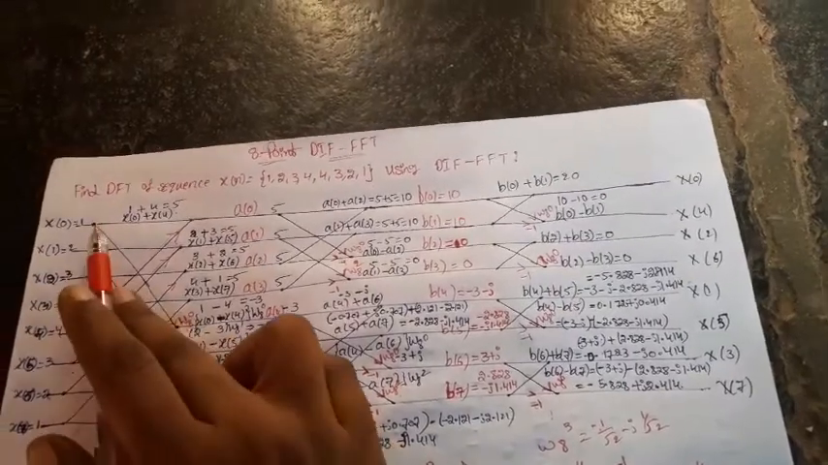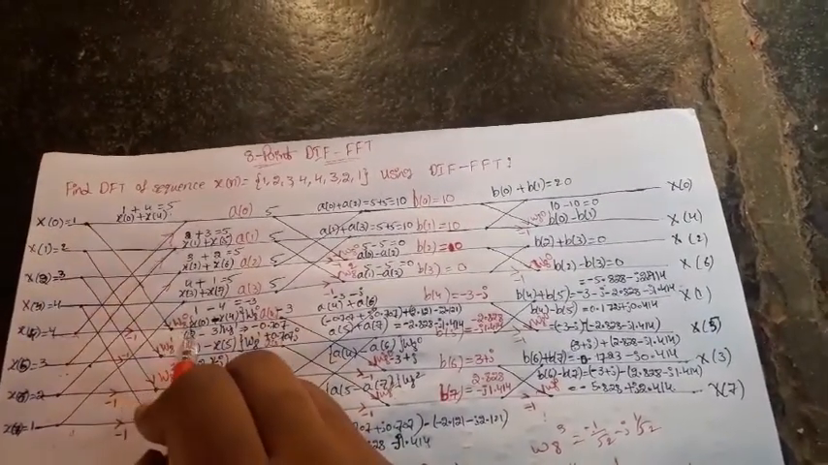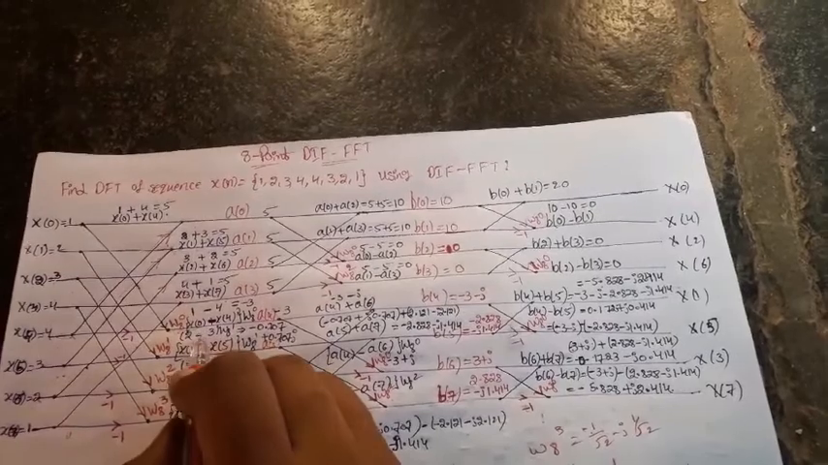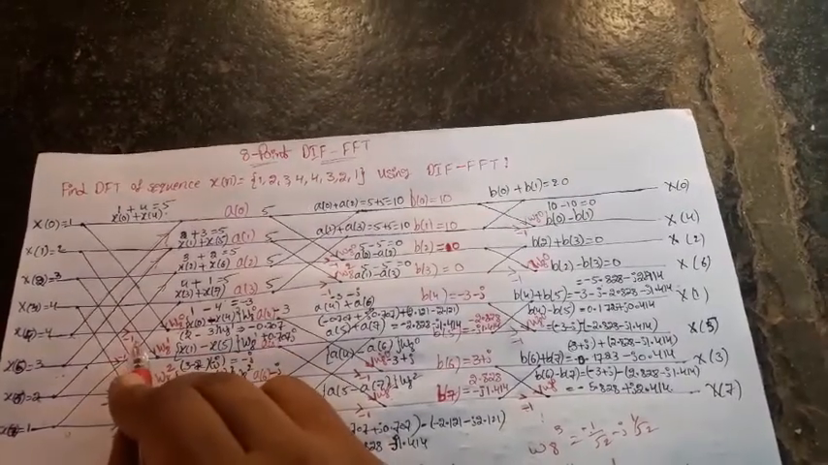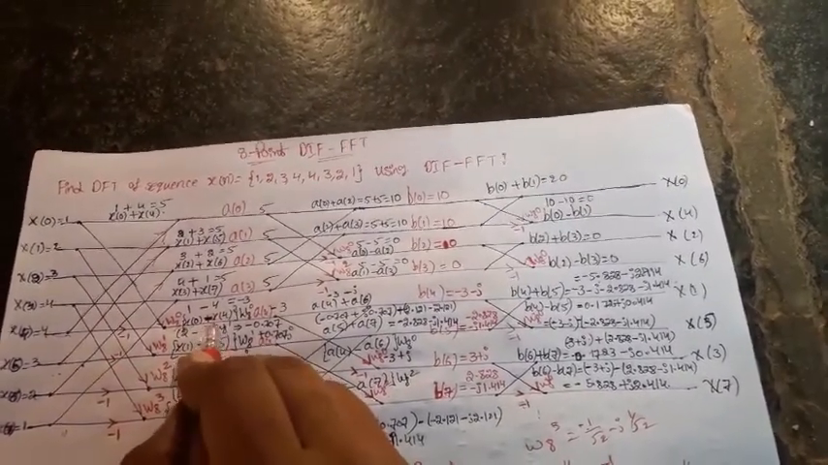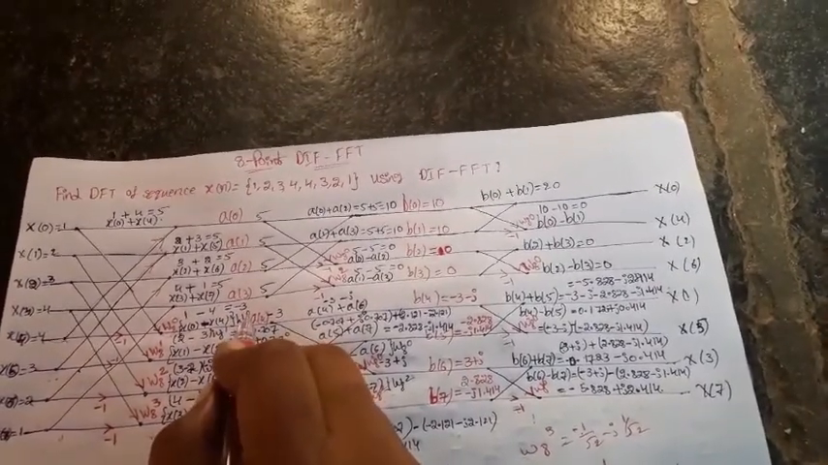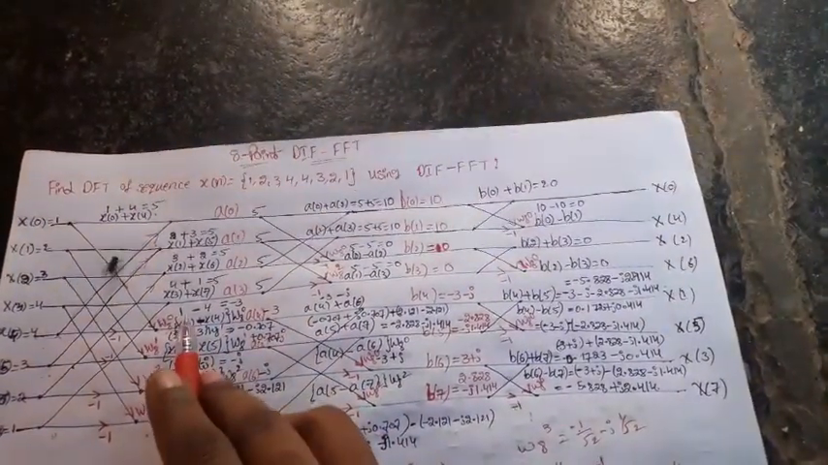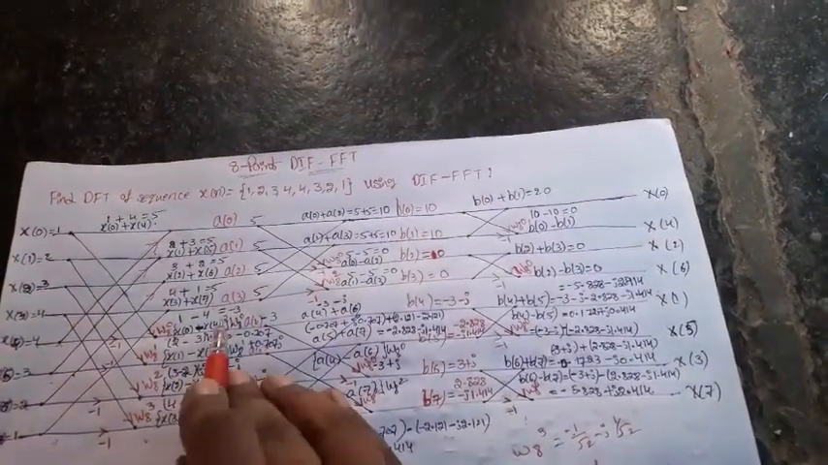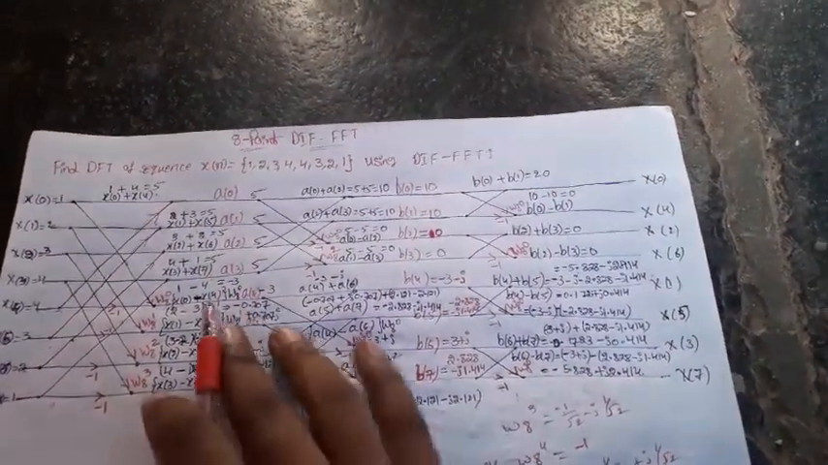Similarly, here the base terminal is added to -1 and multiplied with W8 to the power of 0. So x of 0 to x of 4, the value is x of 0, here multiplied with -1, so that's why minus x of 4 into W8 to the power of 0. So, values are 1 minus 4, that equals -3.